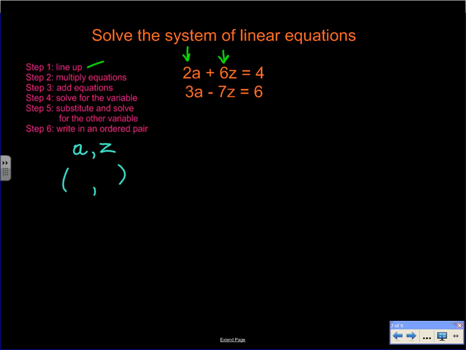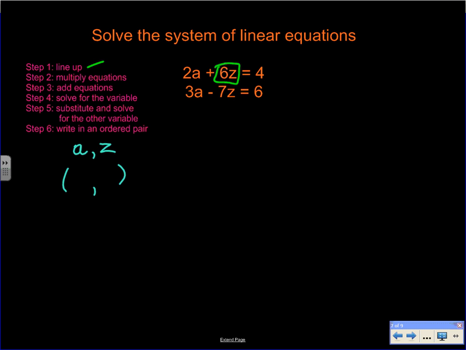Is there a number? Let's look at this A right here. Is there a number that I can multiply 2 by to get 3? Well, yeah, we can. We can multiply it by 1.5, or we can multiply it by 3 halves. Probably not going to really be a whole lot of fun for us to be working with fractions. There's a little bit easier way than working with fractions here. Let's look here at the 6z. I'm always looking at the smaller number to see if I can multiply it by something to get the larger coefficient. So is there something I can multiply 6 by to get -7?